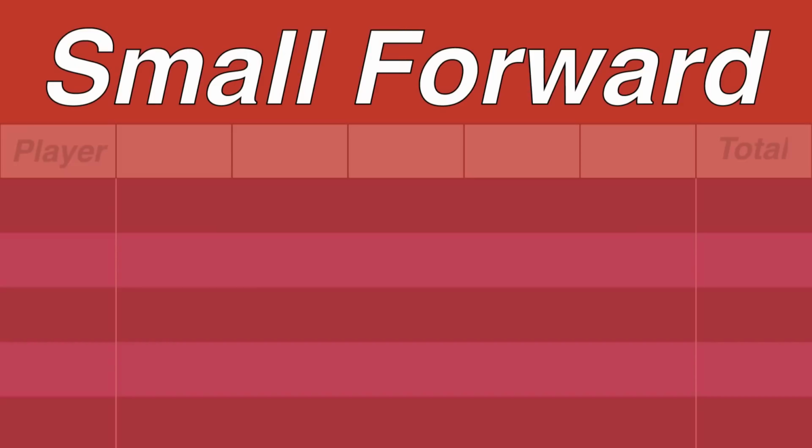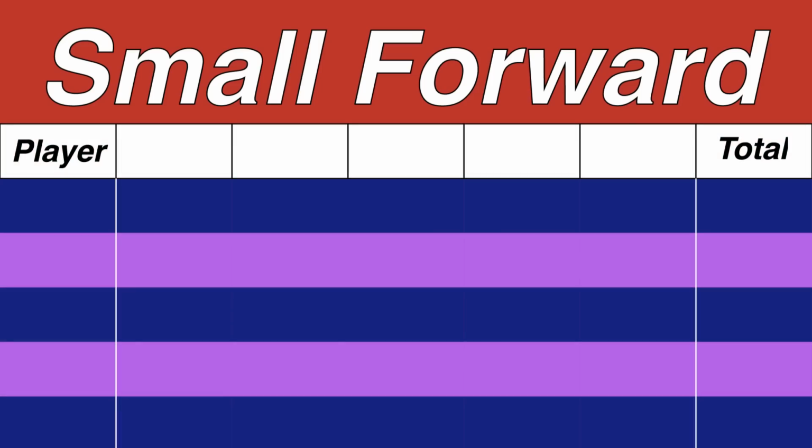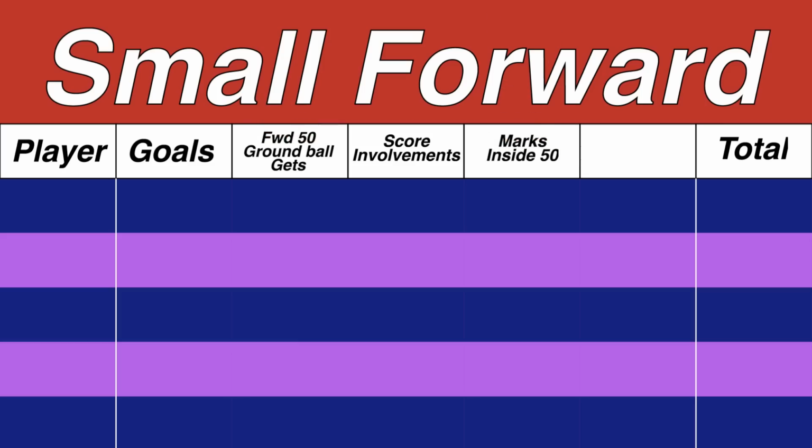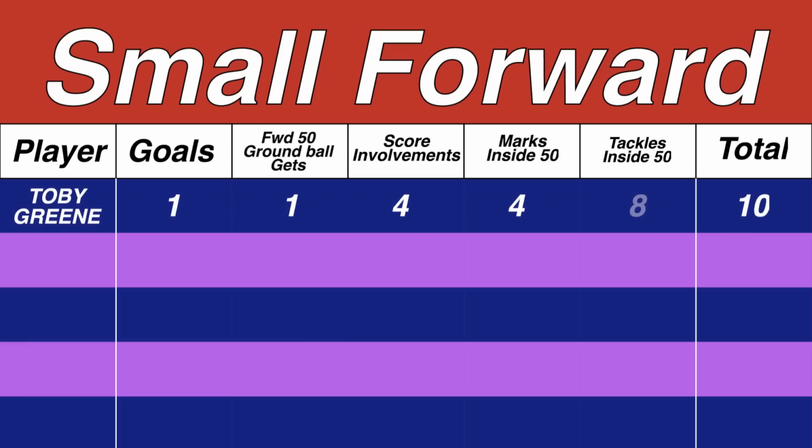In the forward pocket, we wanted a small forward who's both dangerous on the scoreboard and applies pressure inside 50. From goals, score involvements, forward 50 ground ball gets, marks inside 50 and tackles inside 50, Toby Green narrowly claimed the position ahead of Charlie Cameron.